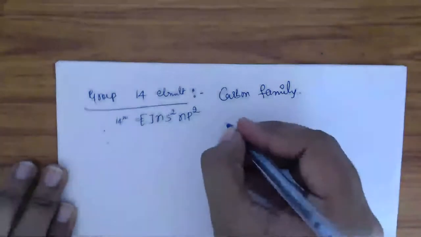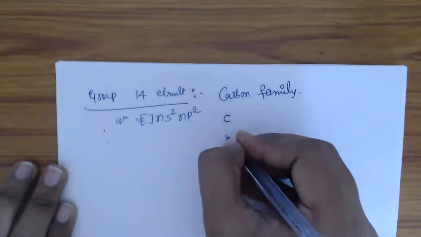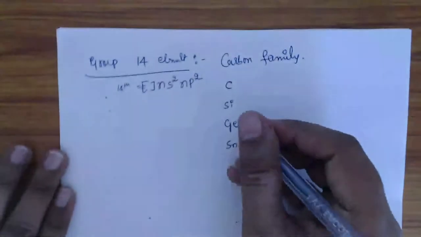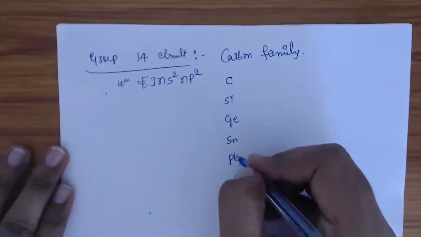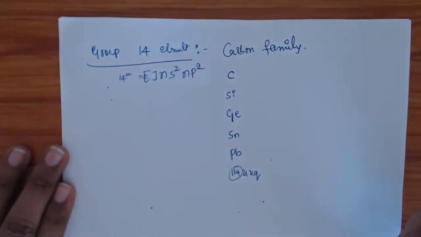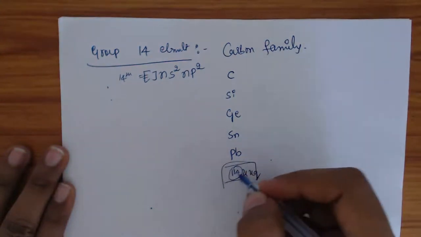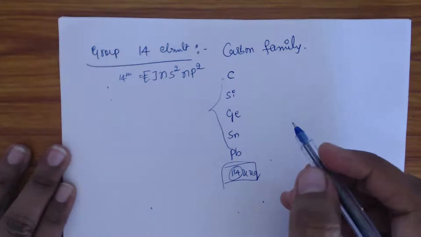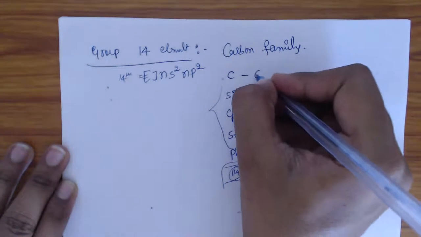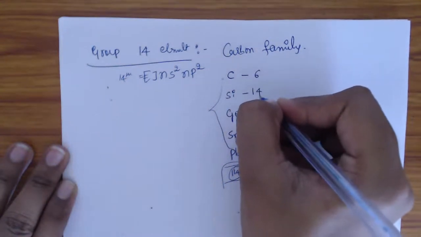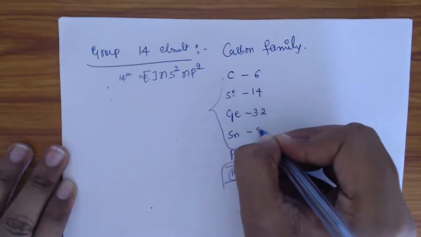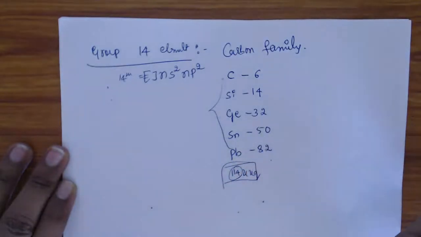So, how many elements are there in the 14th group? Carbon, silicon, germanium, tin, lead, and the 114th element, that is UUQ. This is a radioactive element, we won't bother about it. So these are considered the 14th group elements. Carbon's atomic number is 6, silicon is 14, germanium is 32, tin is 50, and lead is 82.